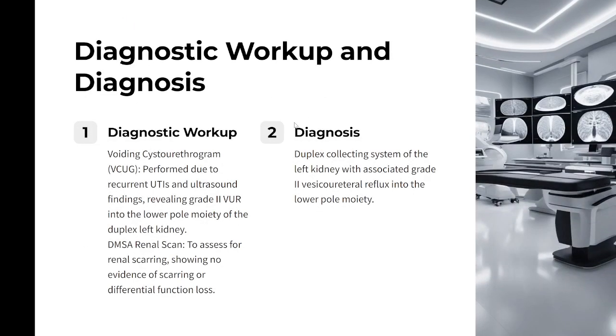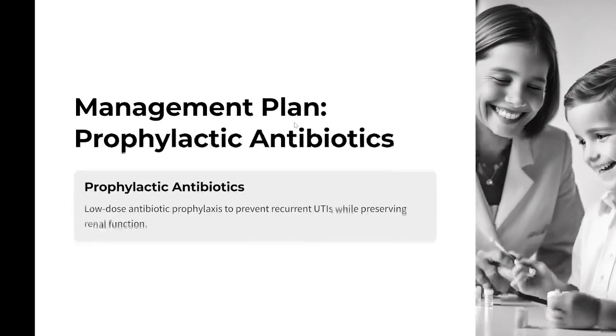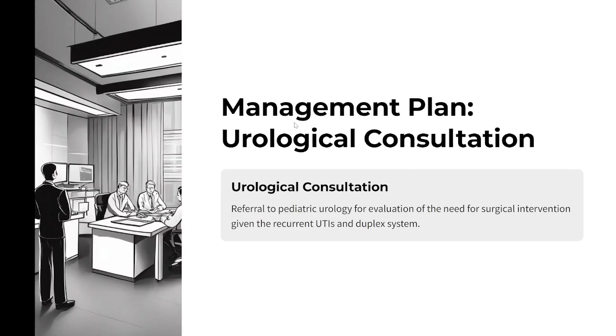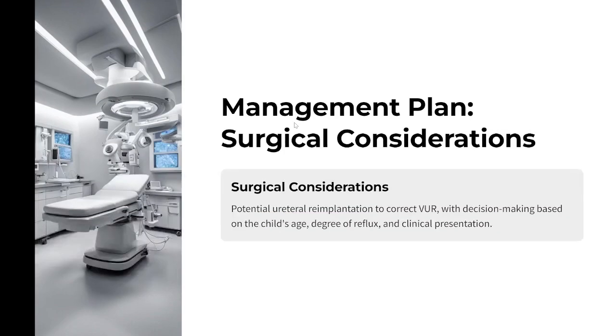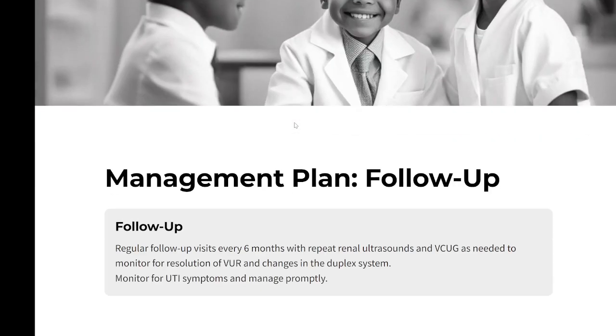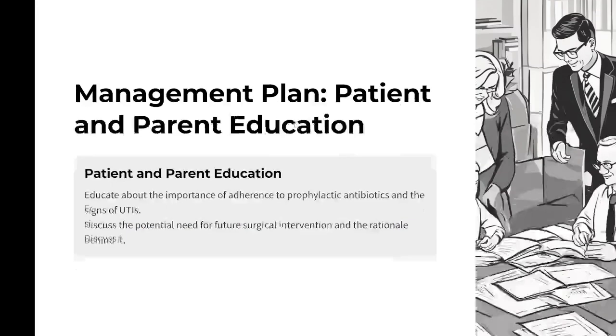Management plan: 1. Prophylactic antibiotics. Low-dose antibiotic prophylaxis to prevent recurrent UTIs while preserving renal function. 2. Urological consultation. Referral to pediatric urology for evaluation of the need for surgical intervention given the recurrent UTIs and duplex system. 3. Surgical considerations. Potential ureteral reimplantation to correct VUR, with decision-making based on the child's age, degree of reflux, and clinical presentation. 4. Follow-up. Regular follow-up visits every 6 months with repeat renal ultrasounds and VCUG as needed to monitor for resolution of VUR and changes in the duplex system.